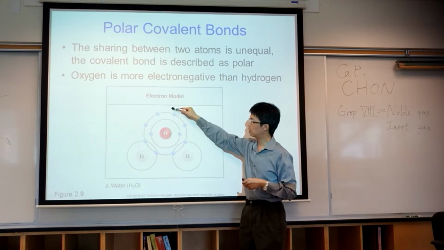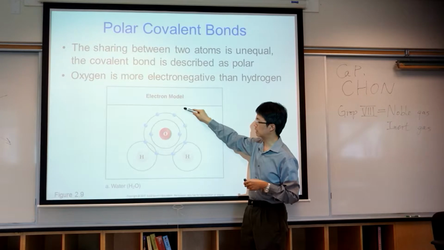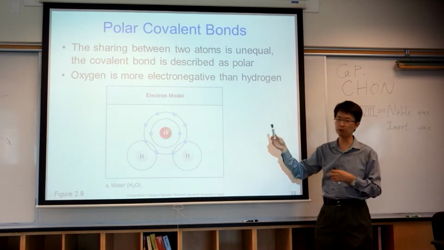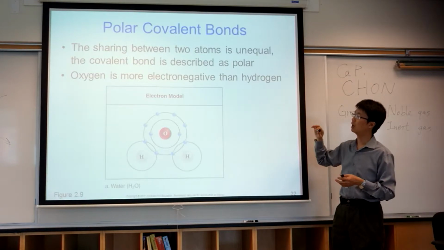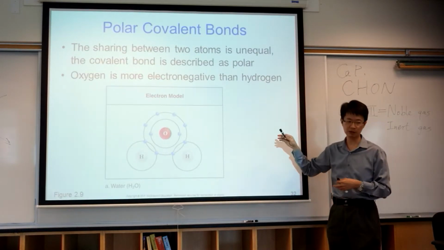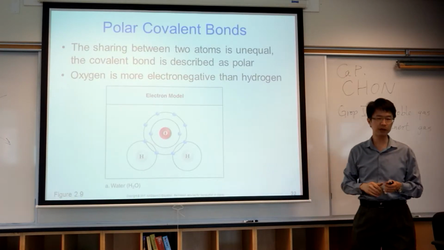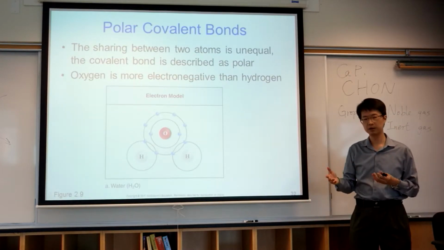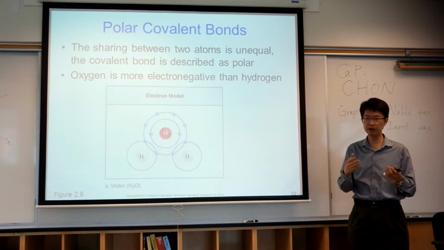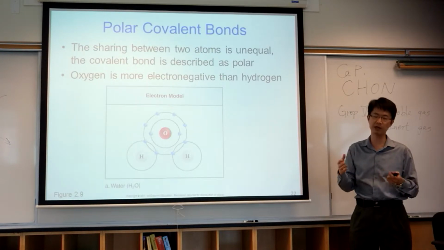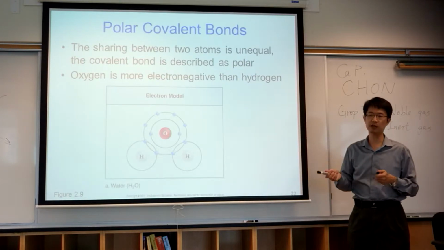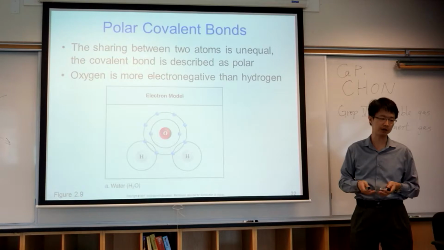So on this side, it will be a little bit negative, on this side, it will be a little bit positive. Because of that, we call it polar. Polar means that you have a slightly negative and slightly positive side in the molecule. But it is not an ion. It's not like a sodium ion or chloride ion, which is completely positively charged or completely negatively charged. They are still sharing the electron, but it's just not equally shared.